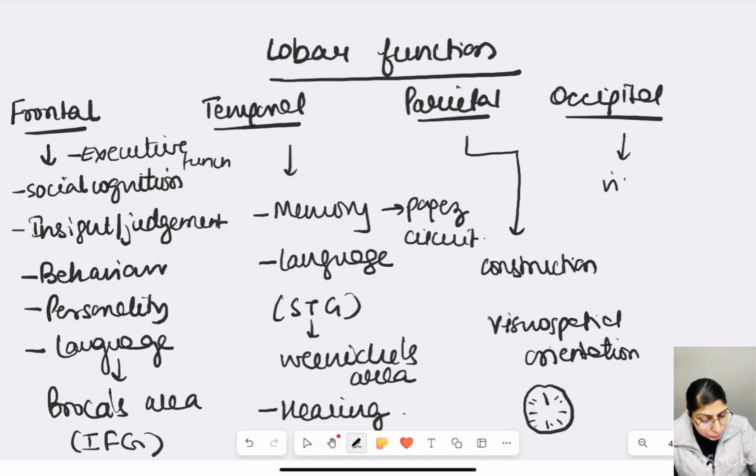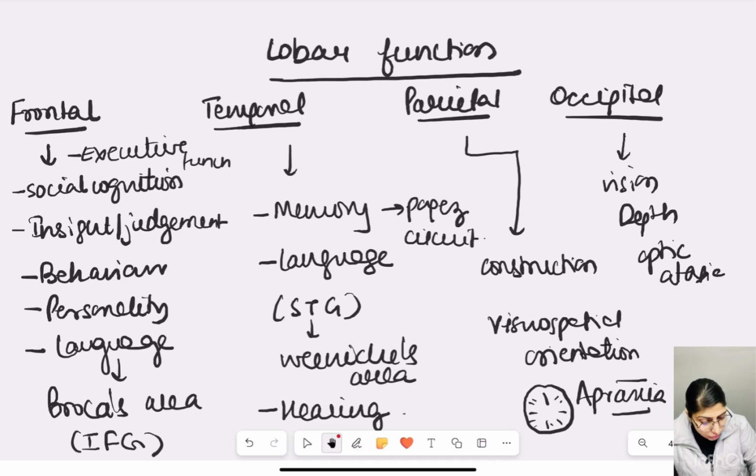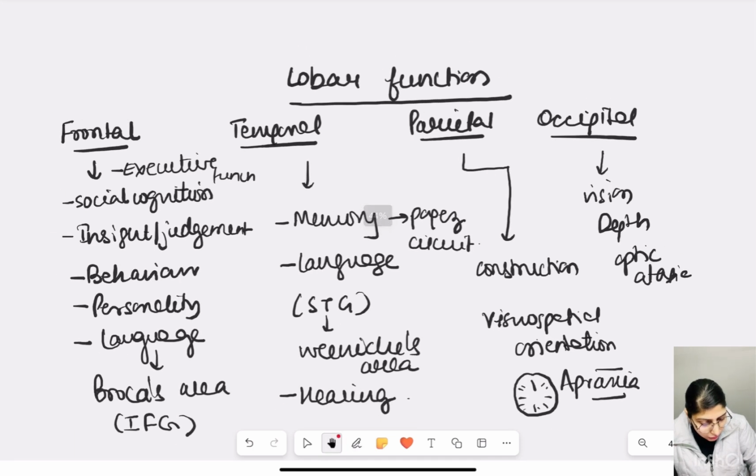Right, so that is one thing. Occipital is about vision, it's about depth, optic ataxia, and yes, of course, apraxia, again a feature of parietal lobe. Now, apraxia means that a person is not able to do a motor task despite normal power. The patient's motor system is okay, but the signal from the brain is not okay. So that is what apraxia is.